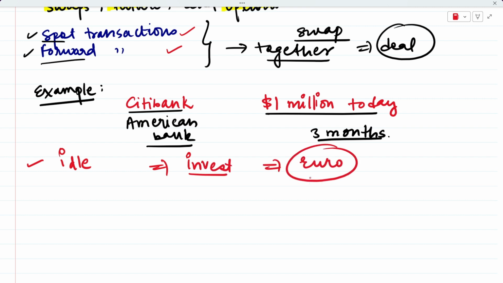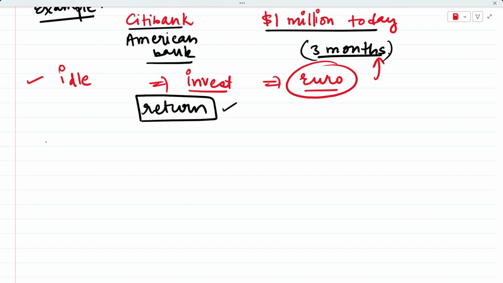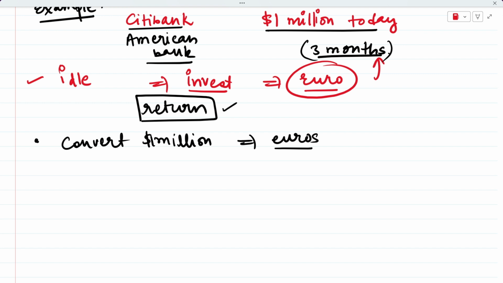Where will we invest the $1 million that we have? We will invest it in euro for 3 months. We are going to do this investment for 3 months, and then they want to earn some return. They feel like if they invest in euro, they will earn some return after 3 months. Okay? So what they need to do exactly is that in today's time they will convert the $1 million that they have into euro. First off, they will convert it into euros. This conversion that will happen today will be a spot transaction. Am I right? This will be a spot transaction.